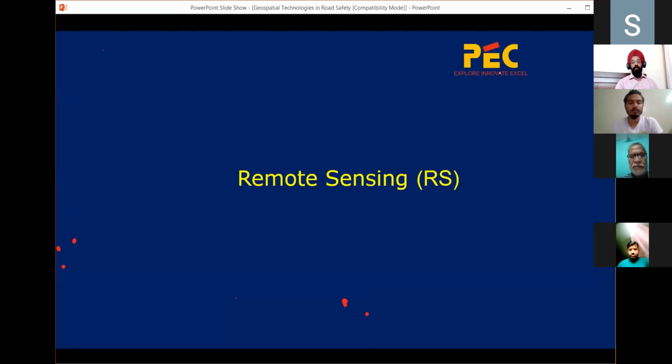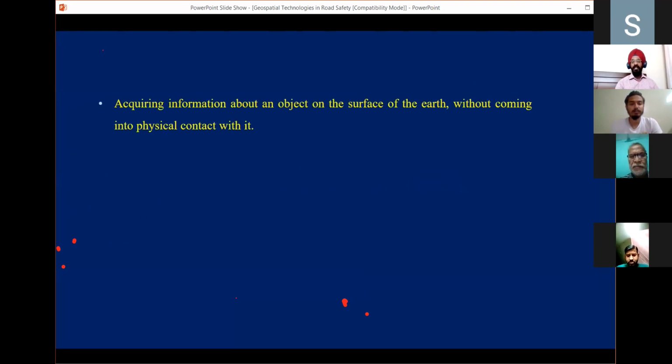Okay, so I'm not going into much detail on this. Now I'm shifting to remote sensing. Remote sensing is acquiring information about an object on the surface of Earth without coming into physical contact with it. Just like you are seeing my presentation, you are seeing me, I can see you. That is also remote sensing. Switching a light, AC or TV on and off are also remote sensing.